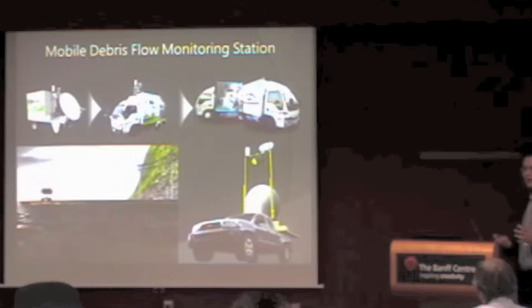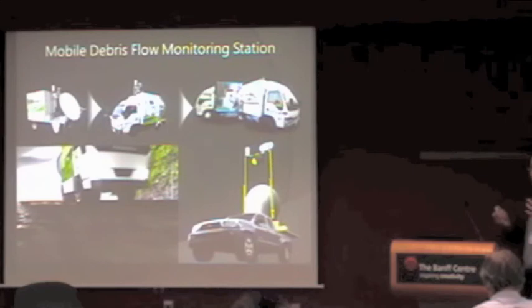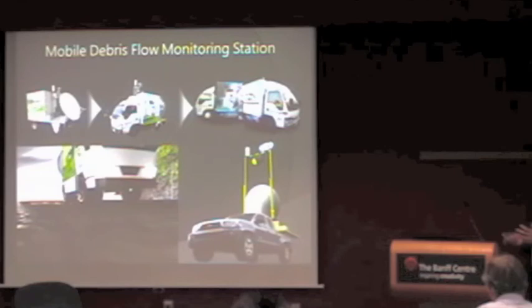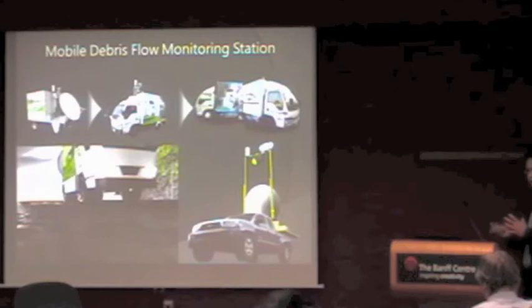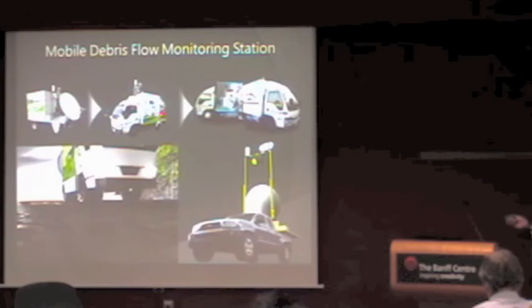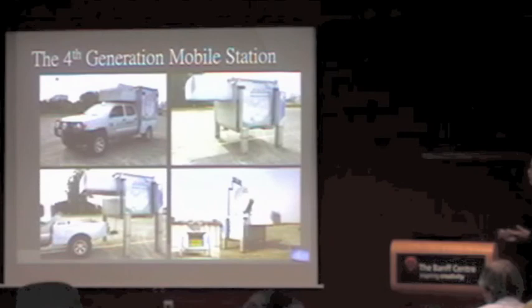There are 1,500 high potential rivers in Taiwan, but we only have 22 permanent stations. So since 2003, we designed a mobile monitoring station. During the typhoon season, we can dispatch the mobile station to a high potential river to monitor it. We have had a first generation, second, third, and fourth generation. The fourth generation station was finished last year.